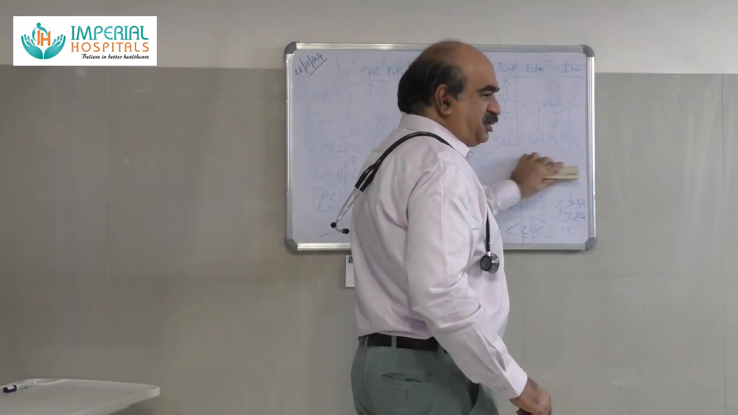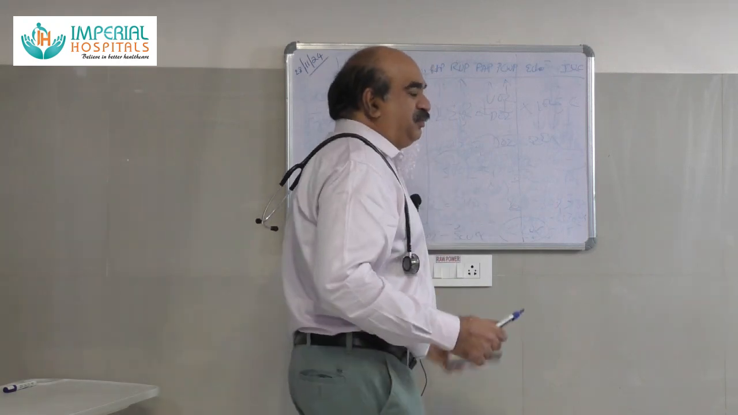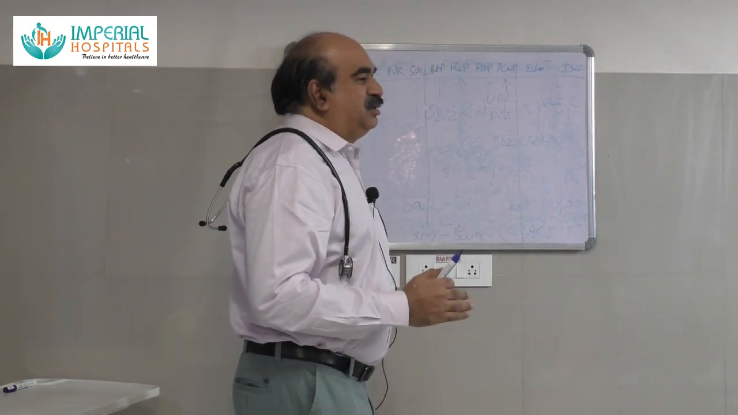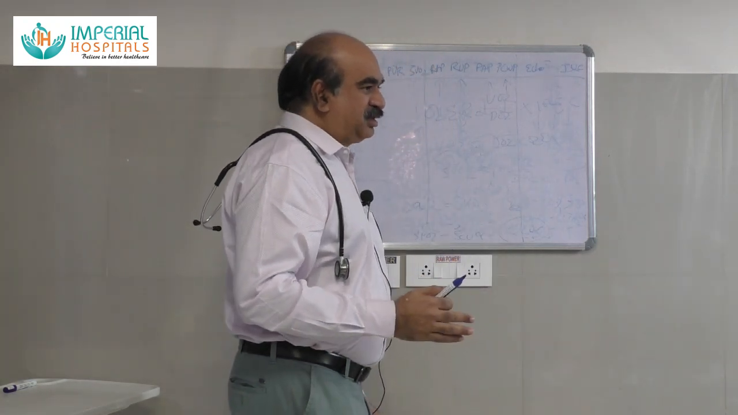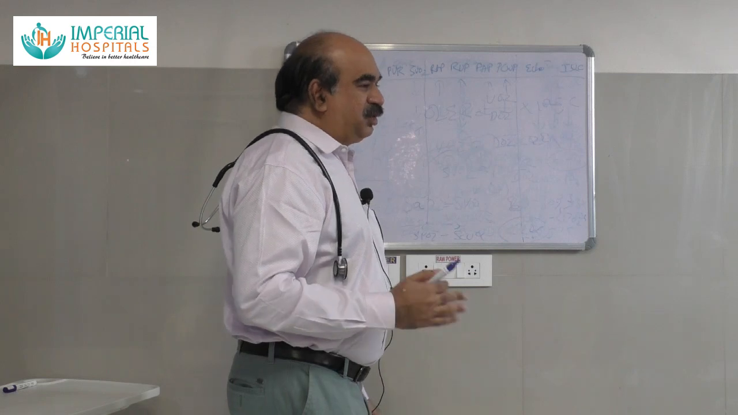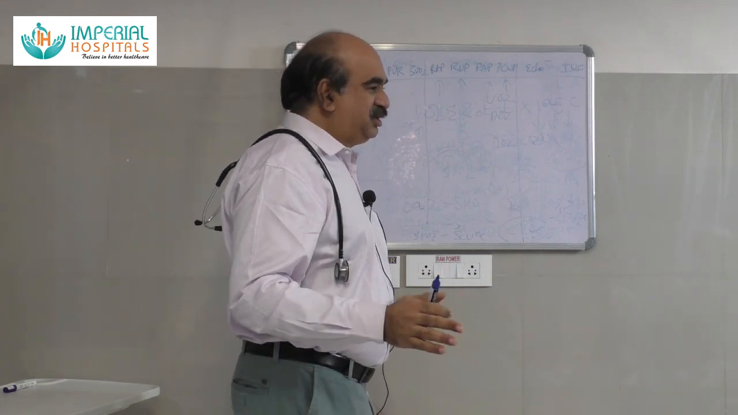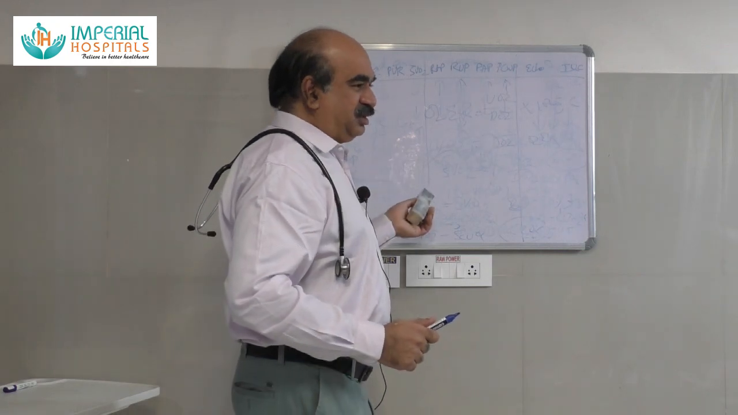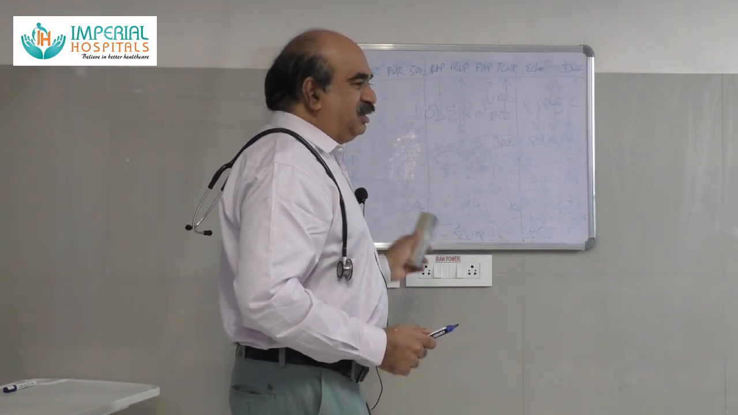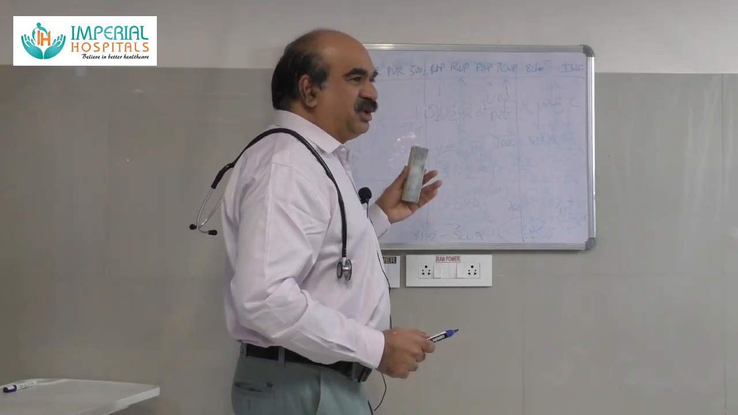So we should know these equations. One is the HbO2 equation, the dissolved oxygen equation, and the delivery of oxygen equation, DO2, that is cardiac output into CaO2. And VO2, oxygen uptake by the tissues, is cardiac output into CaO2 minus CvO2. Then the oxygen extraction ratio, VO2 by DO2. Then other equations for SvO2.